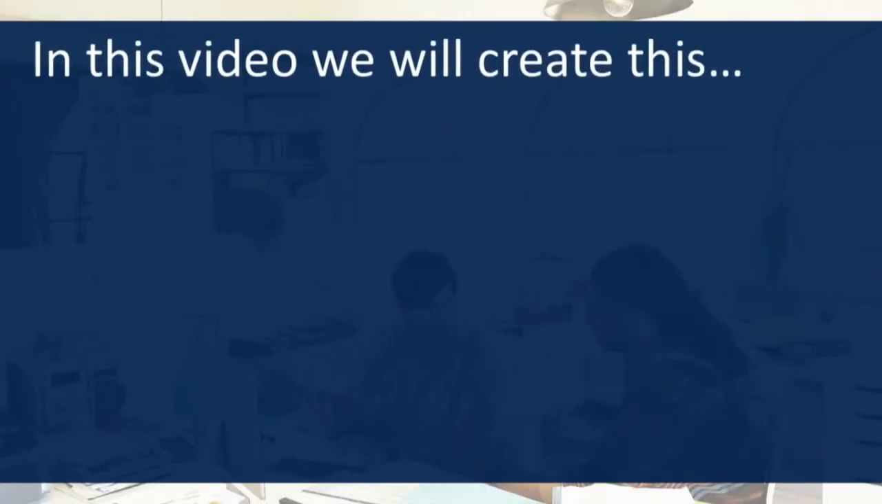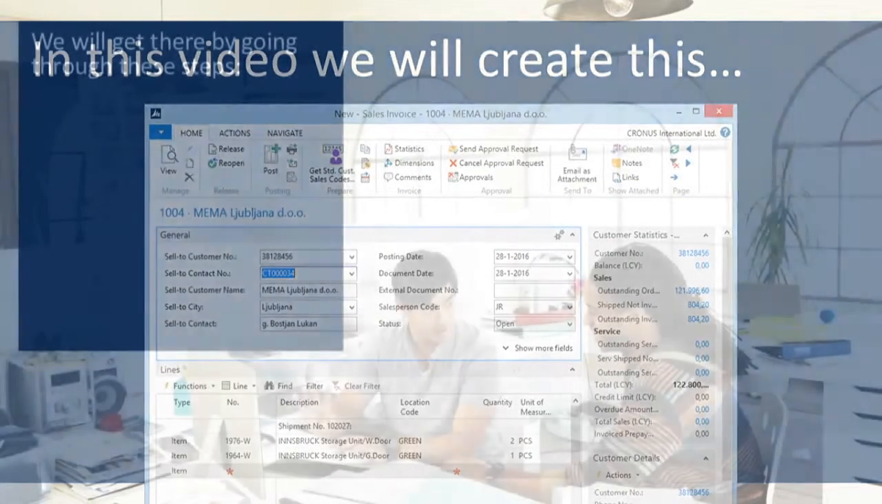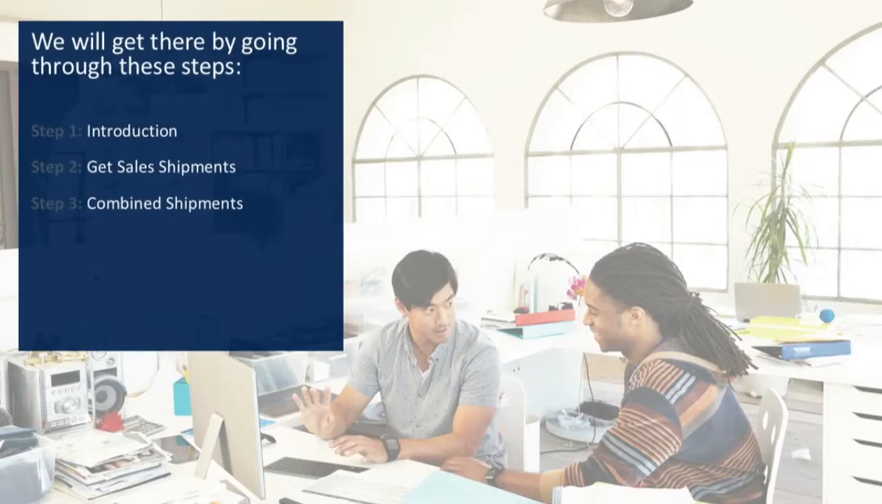We will look at the options of how to provide flexible sales invoicing options for your customers. We will do this in 4 steps. In the first step, we will look at invoicing in Microsoft Dynamics NAV. Then we will look at how to manually select sales shipments to invoice, and then how to process this automatically using combined shipments. And in the last step of this video, we will look at how to do some housekeeping to clean up your NAV system.